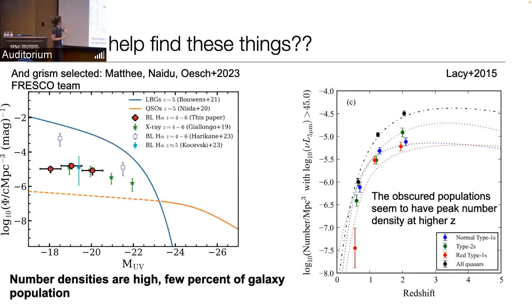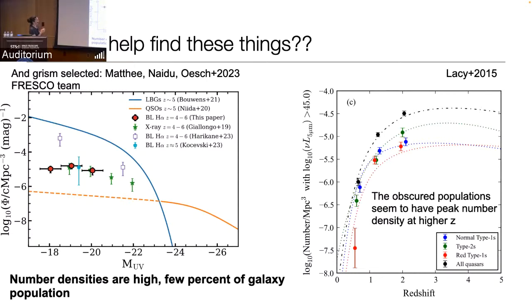This is the luminosity function from Fresco. So this is Jorit Matthey and collaborators. They actually have broad H-alpha from GRISM data. And so you can see the UV luminosity function flattens and our little red dots live here. So they seem to be the missing moderate luminosity AGN population that are just too faint in the UV.